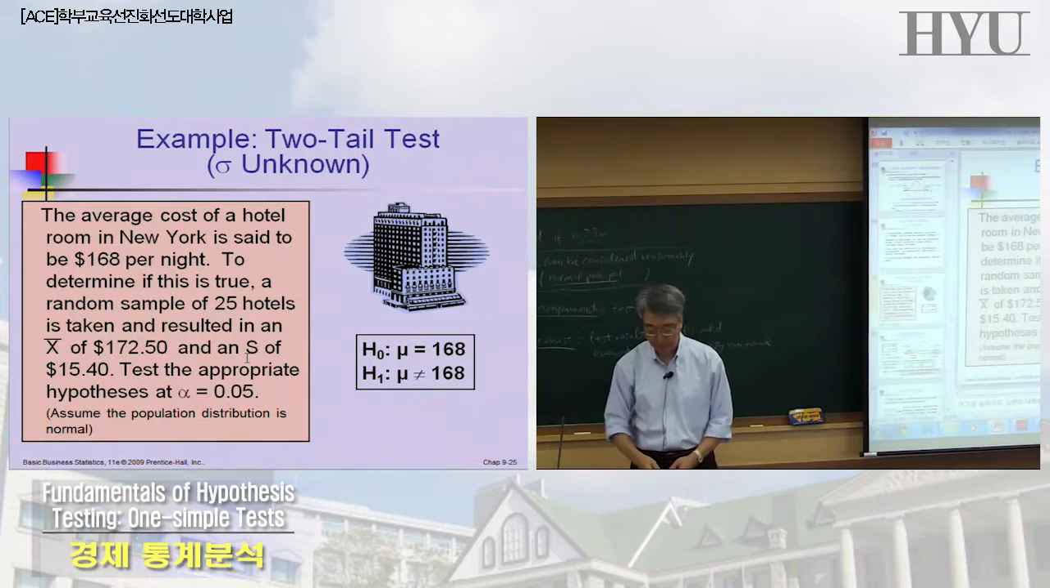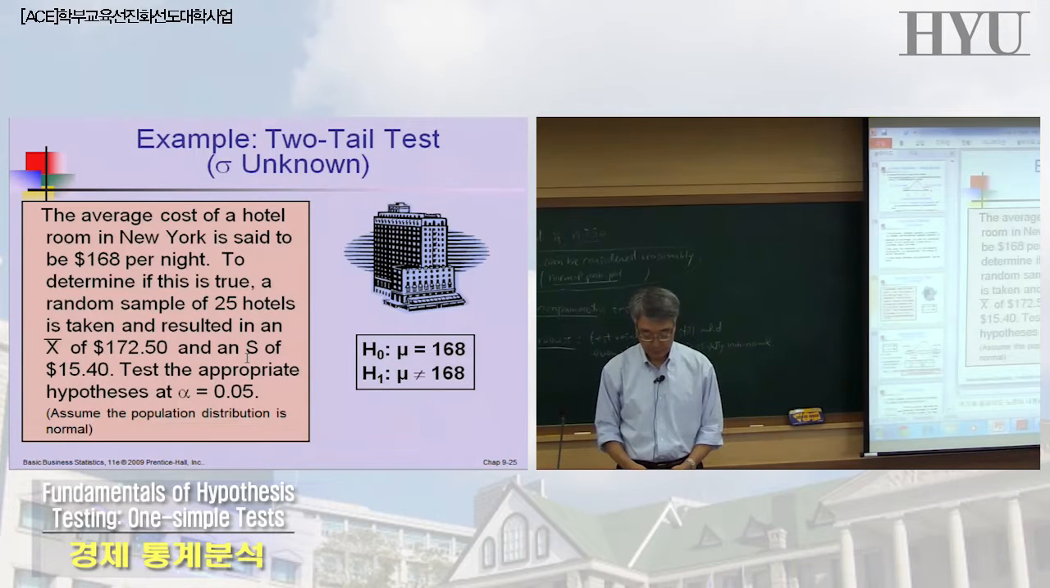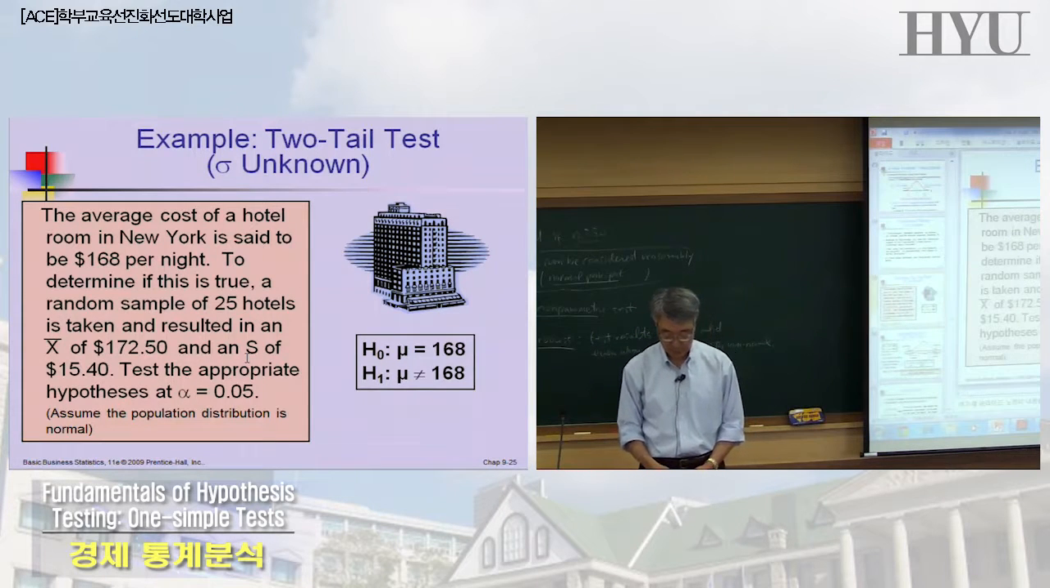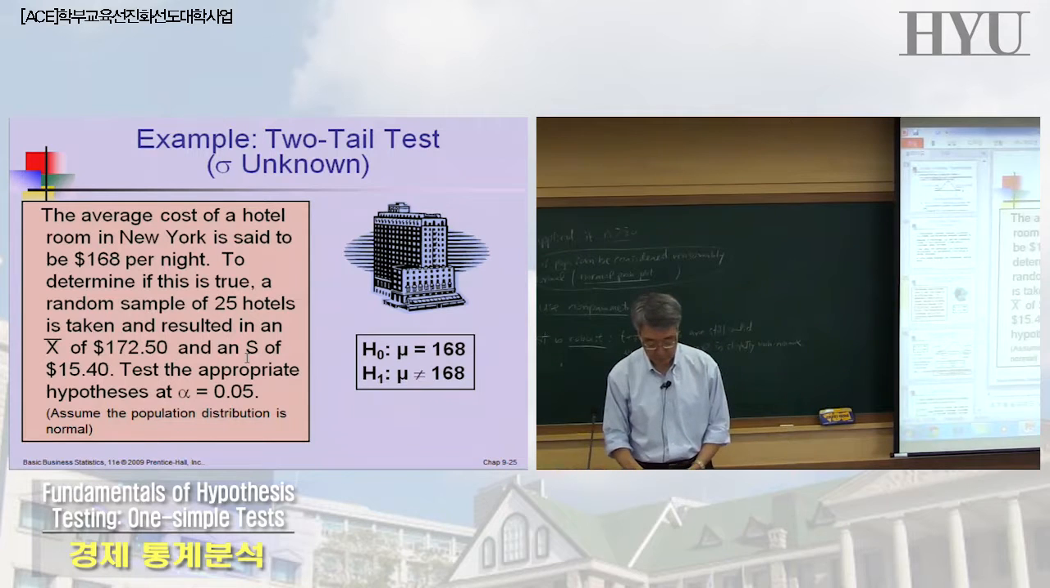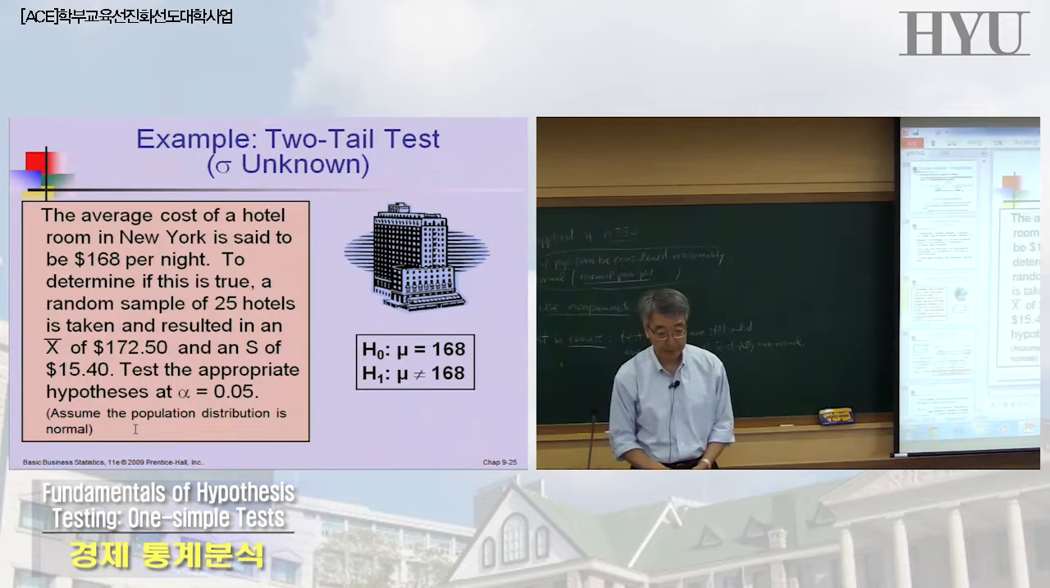Here, we're talking about the case where the population standard deviation is unknown. Population standard deviation is unknown, so we're going to use the sample standard deviation instead of sigma. That means we're going to run the t-test. Well, another problem here is we got a sample size of 25, which is less than 30, so this requires an assumption that the population distribution is normal. Keep that in mind, okay?